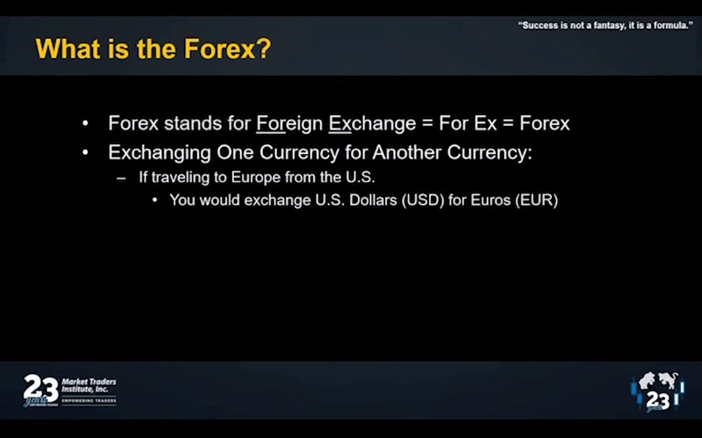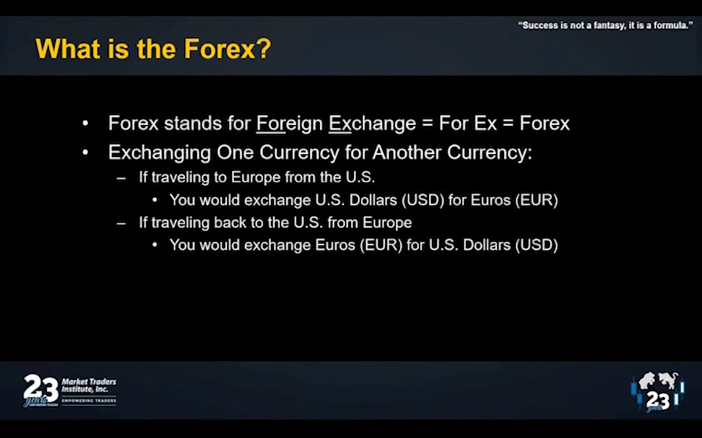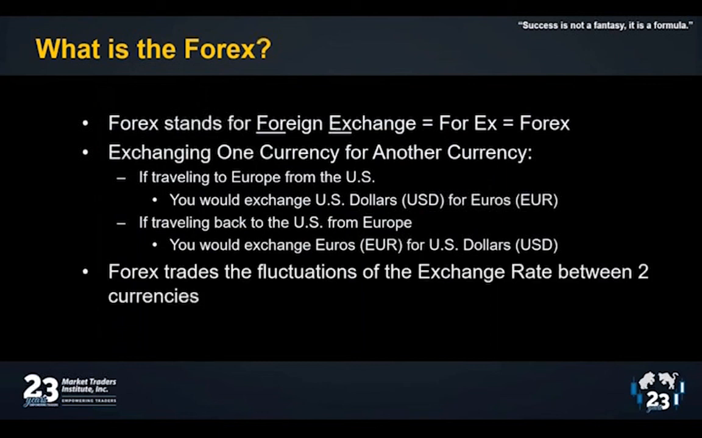So I recently went over to Europe. I exchanged US dollars for euros. We traveled there for like 9 days. We came back to the US. We had some extra euros. We changed them back to US dollars. Guess what? That's it. It is that simple, okay? And what the Forex market does, it trades the fluctuations of the exchange rate between the 2 currencies.